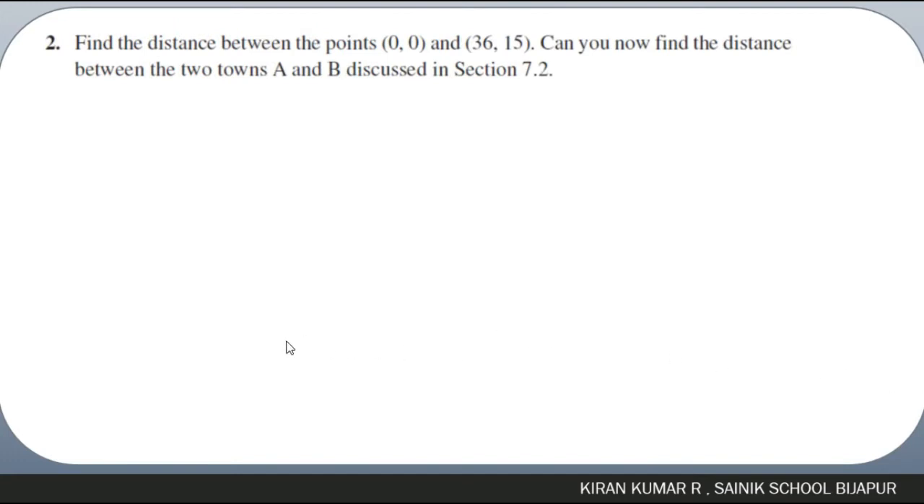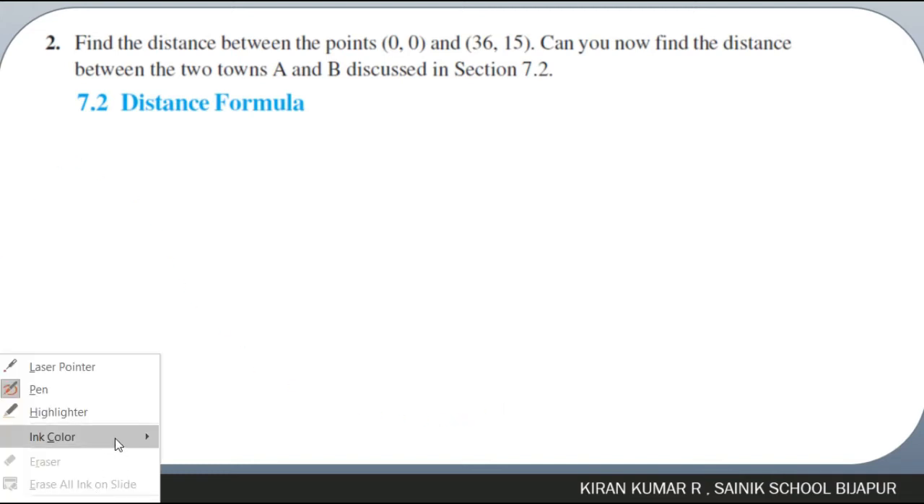Let's solve the second question. Find the distance between the points (0, 0) and (36, 15). Can you now find the distance between the two towns A and B discussed in section 7.2? What is this section 7.2? It is nothing but the distance formula. Now let us find the distance using the distance formula.